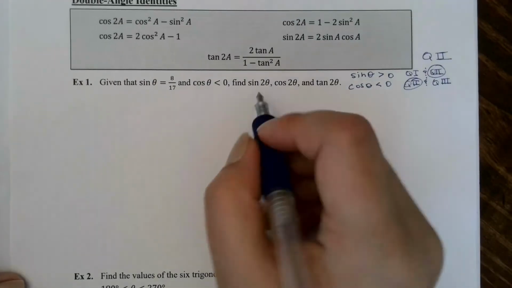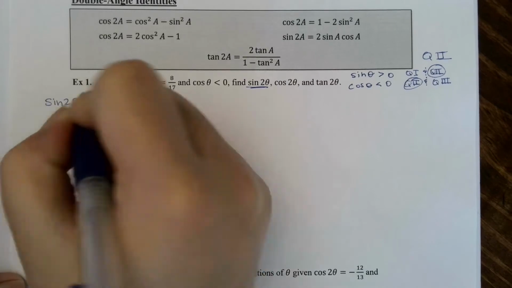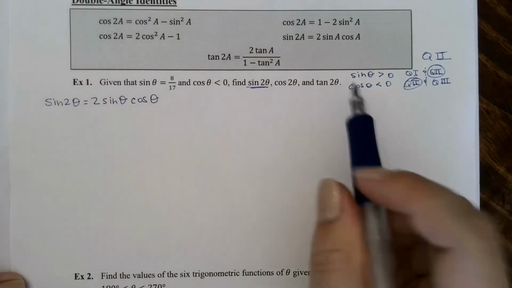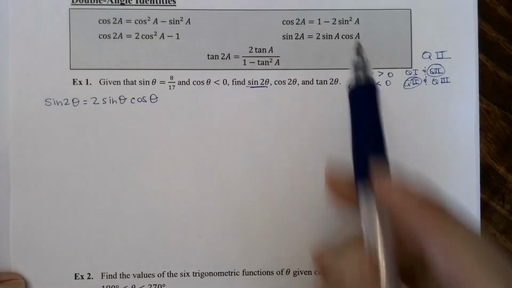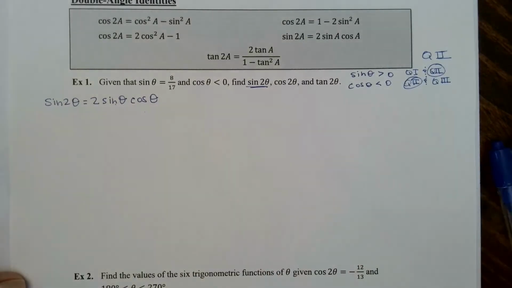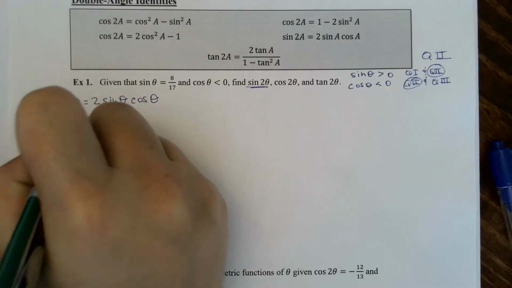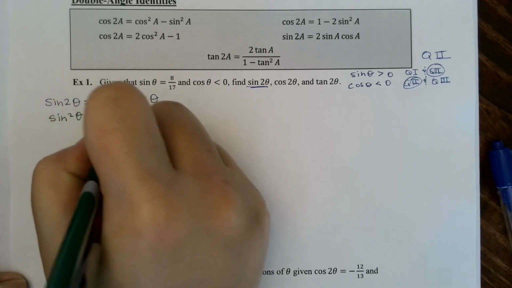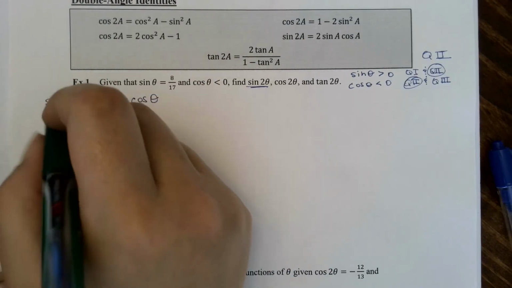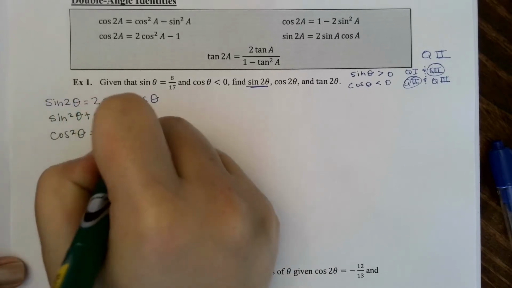Alright, so first let's find sine of 2 theta. So sine of 2 theta is equal to 2 sine theta cosine theta. So we know what sine theta is, but we don't know what cosine theta is. So the first thing we need to do is solve for cosine theta. We can use our Pythagorean identity of sine squared theta plus cosine squared theta equals 1, and then plug in for sine. So this is the same as cosine squared theta equals 1 minus sine squared theta.